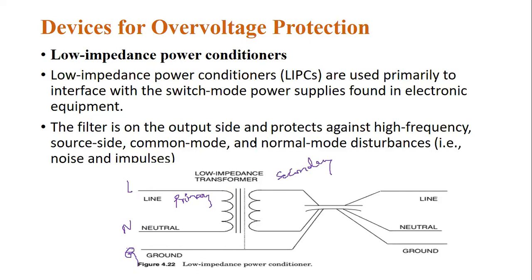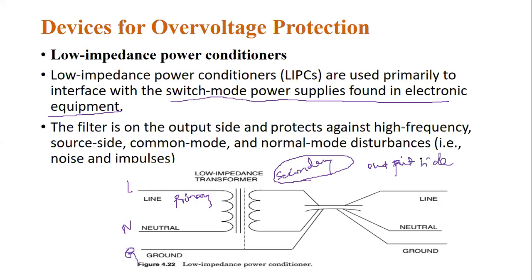So why are we using these low impedance power conditioners? These are used to interface with the switch mode power supplies found in electronic equipment. Now see this. Which side can filter? The secondary side, the output side. On the output side you can filter the transients and high frequencies present in the system. The filter on the output side protects against high frequency source side disturbances. It has two modes, common mode as well as normal mode, which are the noise and the impulses.